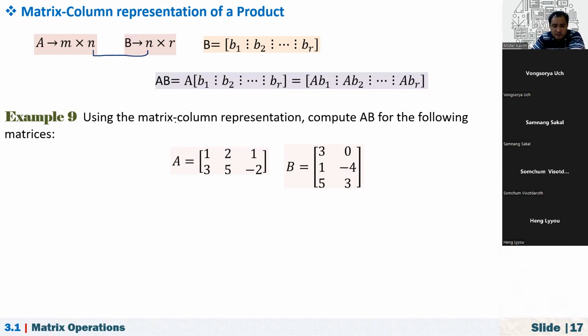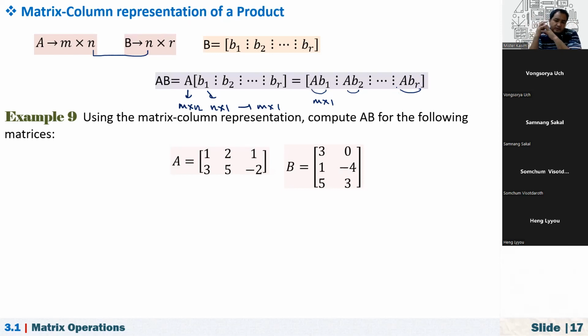If you just check this one, for example, here, what is A? A is an M by N matrix, right? And how about this one? It has only one column, but how many rows? N. So that is an N by 1 matrix. So the result of this multiplication will be M by 1. So AB1 is an M by 1 matrix. This one is M by 1, M by 1. That's why here we have R columns, right? Each column has M rows.